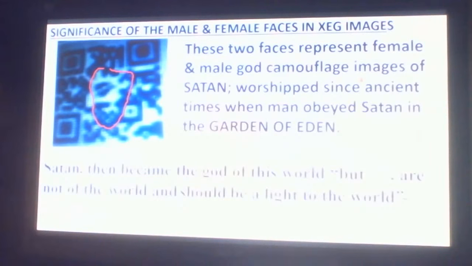Now, in this QR scan code, see the two faces again, like we saw in part 1. These two faces, you see this one looks like a square, a male, and this one here, oval shape, is the female. You have this throughout SEG formations, all right? It is formed by these two beasts. One is a male and one is a female. These two faces represent female and male god camouflage images of Satan, worshipped since ancient times when man obeyed Satan in the Garden of Eden. Satan then became the god of this world. But you are not of the world and should be a light to the world.